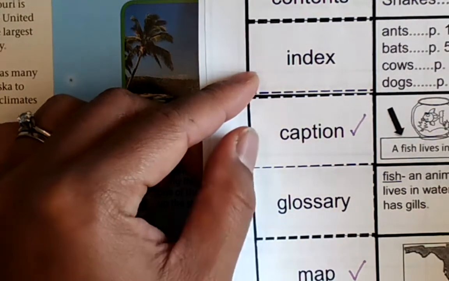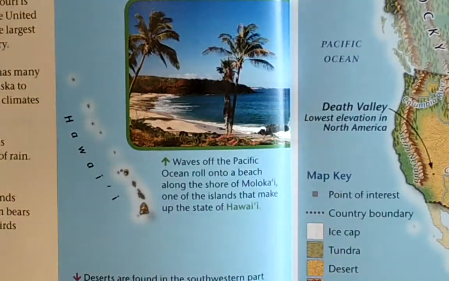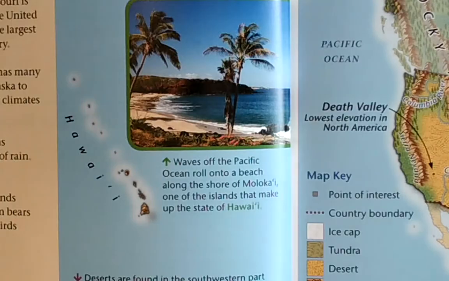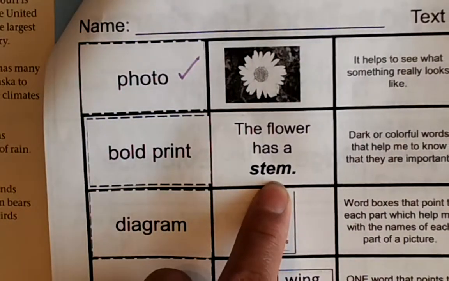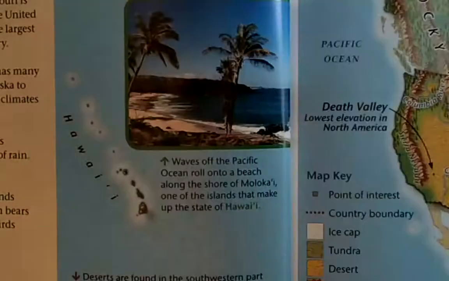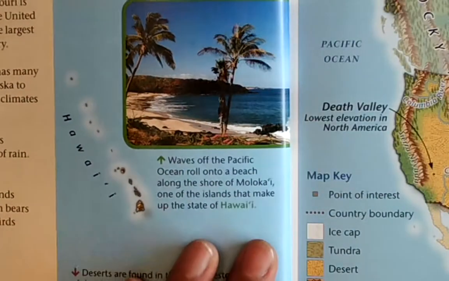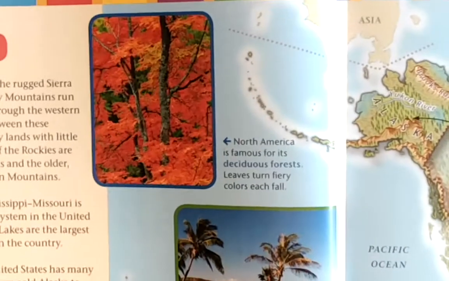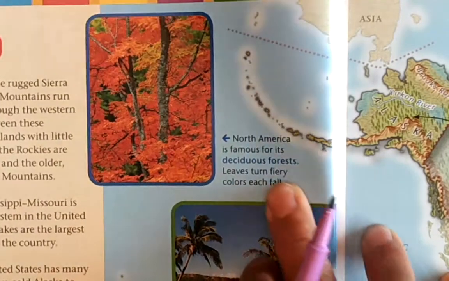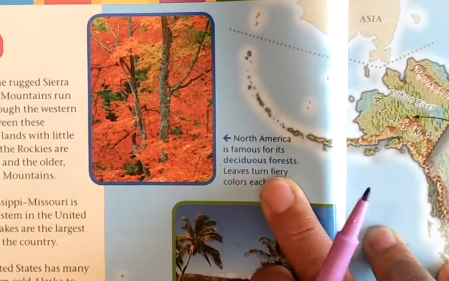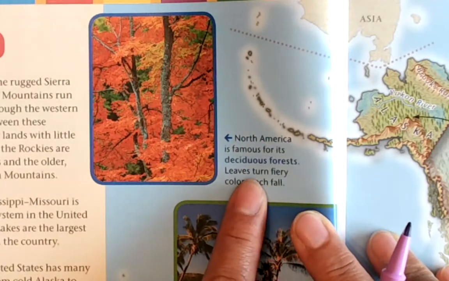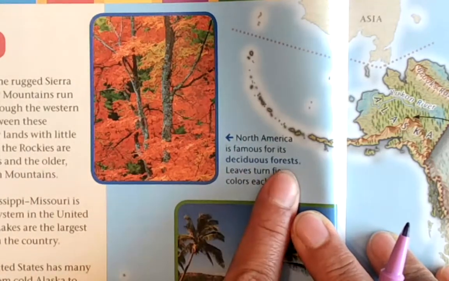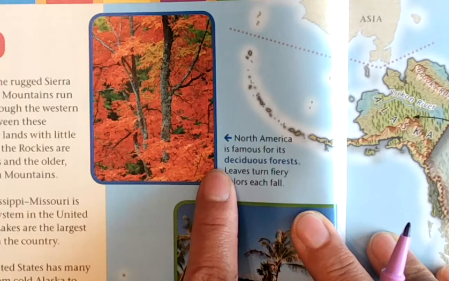Now, the bold print is usually a word that's darker, right? It's in a darker black color. But in this case, we have our bold words in different colors. So take a look at this caption here. It has a bold print word in blue. And we actually have seen this word before.